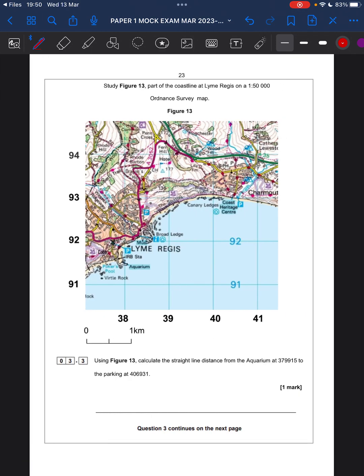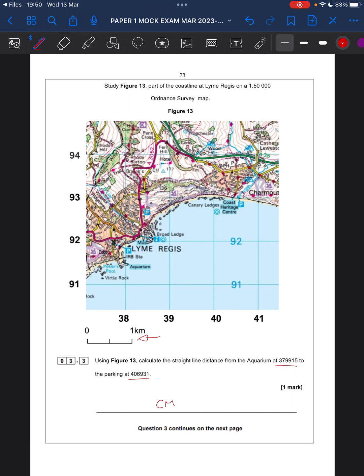Figure 13, straight line distance. So you use your scale line, you use your 6-fig to find the destinations, and then you figure it out. I know for this one, I think it was 9 kilometres. Just remember to convert it. I had a number of students for this one put centimetres. No, make sure you convert it to kilometres. Okay. Don't forget that. Very easy to miss that.